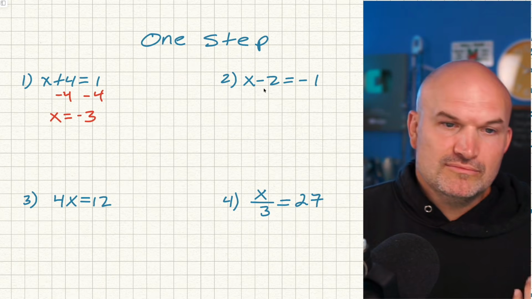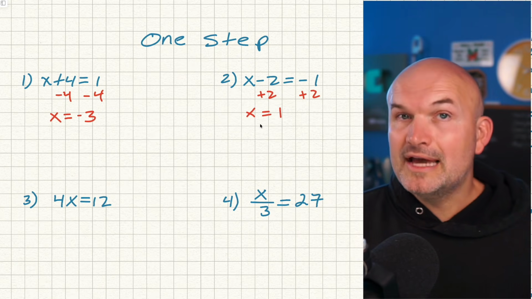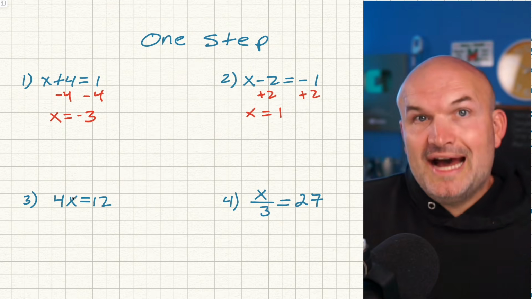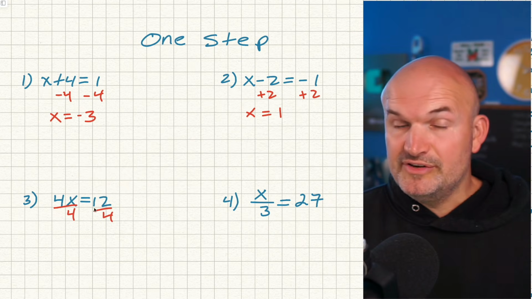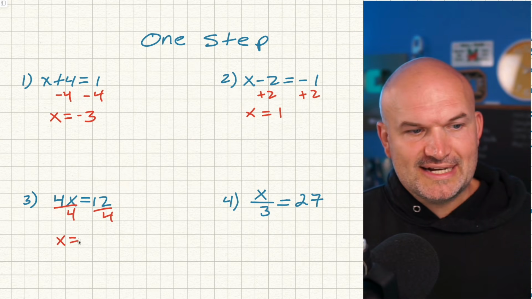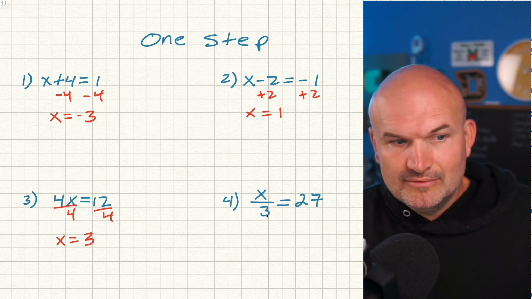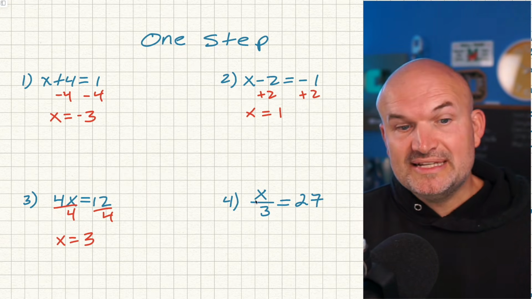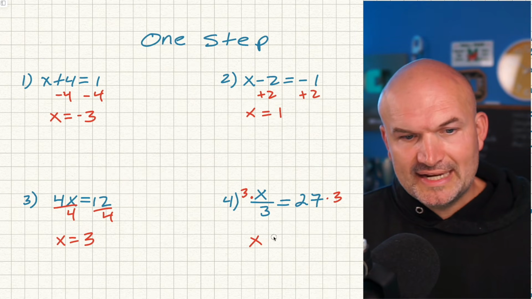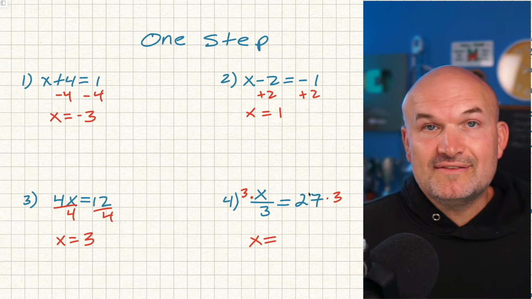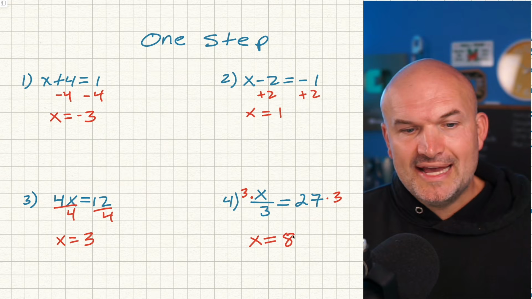Over here, x minus 2, inverse operation is addition, property of equality on both sides. X is going to equal +1. Over here, it's 4 times x, right? So we need to undo multiplication, which means we're going to use the inverse operation, which is division. Divide by 4 on both sides, and we get x is equal to +3. Over here, you can see x is being divided by 3, right? So we need to undo division, which means multiplication. So we're going to multiply 3 on both sides, and therefore we're going to get x equals 27 times 3. 27 times 2 is going to be 54. If you add one more 27 to it, that's going to equal 81.